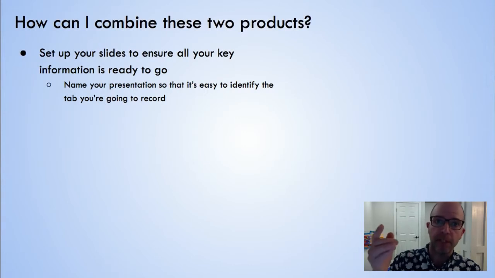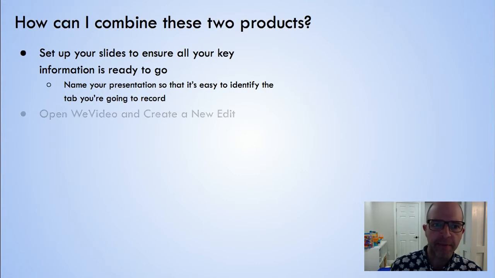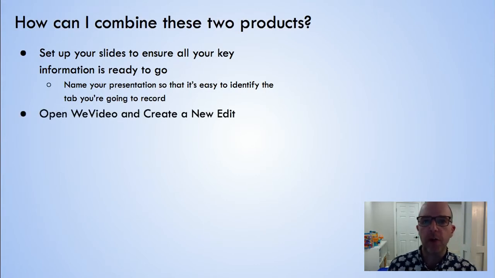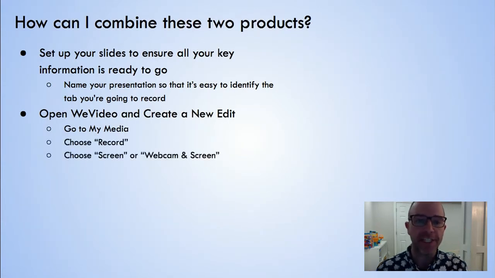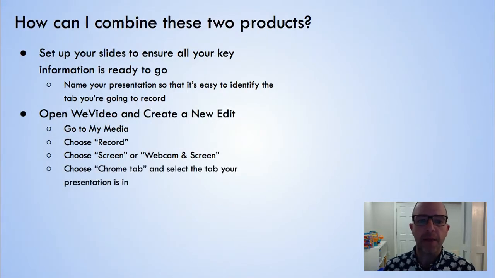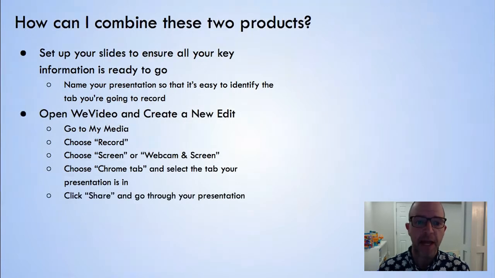And if you have multiple tabs open, like I often do, you want to make sure that your tab is appropriately named. What you're going to do is open up WeVideo and then choose Create a New Edit. Go to My Media, choose Record, and then choose either Screen or Webcam and Screen. After you've done that, choose your Chrome tab and then select whatever tab your presentation happens to be in, and then click Share and then go through your presentation.